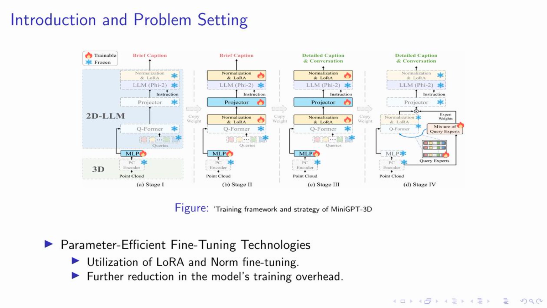On this slide, we delve into the training framework and strategy of MiniGPT-3D, as depicted in the figure. Our approach is centered around parameter-efficient fine-tuning technologies. We've leveraged the power of LoRA and norm fine-tuning, which has been instrumental in reducing the model's training overhead.